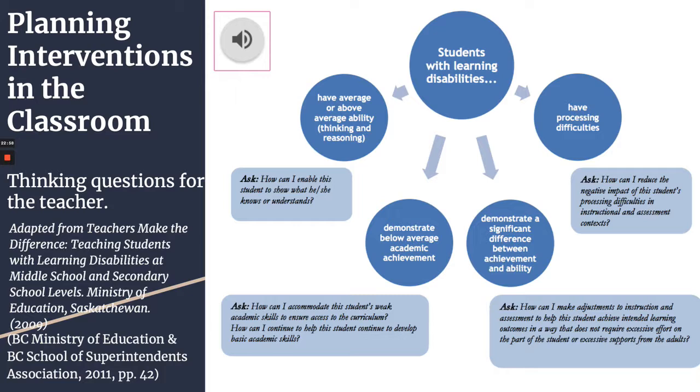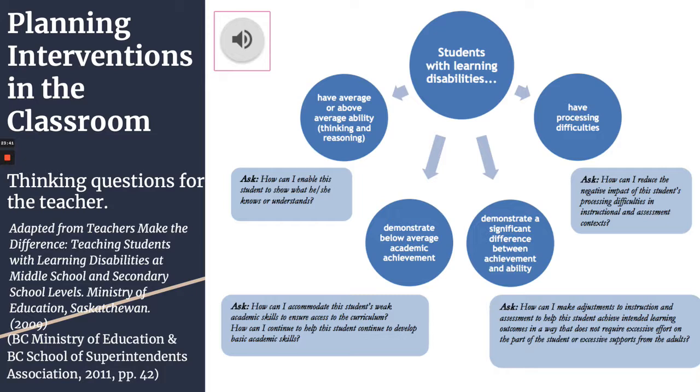Looking over to the diagram, students with learning disabilities have average or above average ability, thinking and reasoning. As a teacher, ask, how can I enable this student to show what he or she knows or understands? Demonstrate below average academic achievement. As a teacher, ask, how can I accommodate this student's weak academic skills to ensure access to the curriculum? How can I continue to help the student continue to develop basic academic skills?